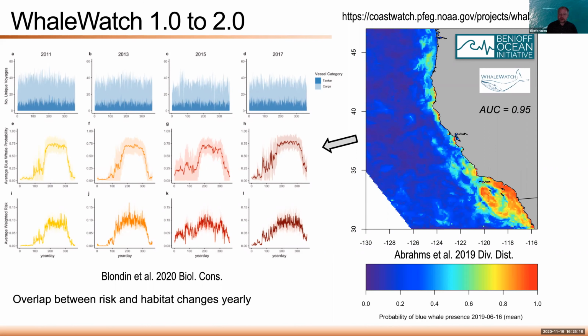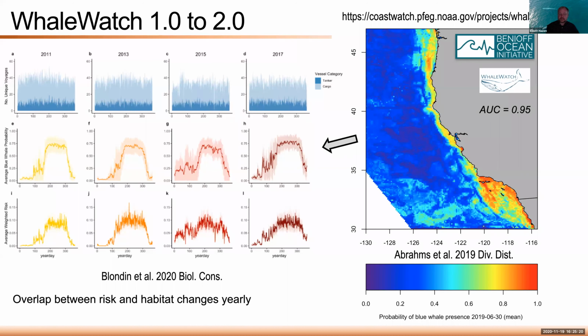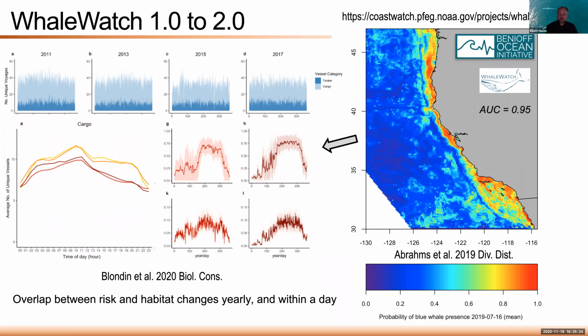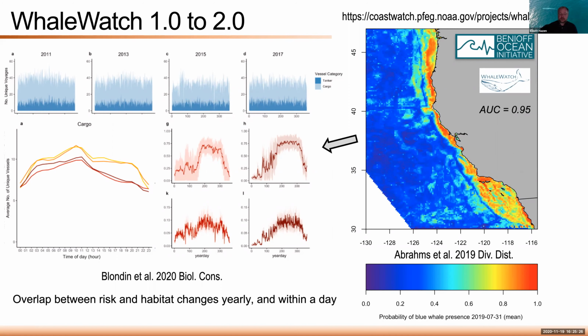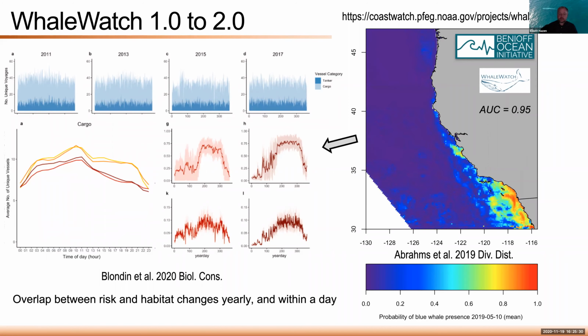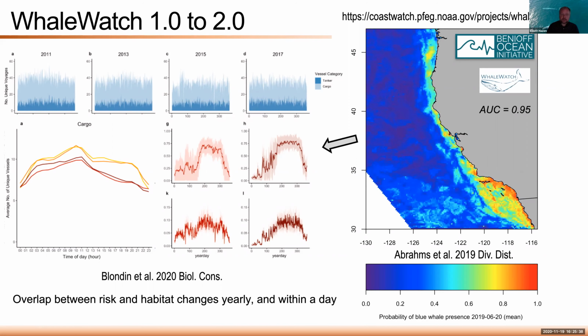If you were to look at even finer scales, such as daily, you could see that for the cargo vessels, you got many more hits, many more AIS positions, during the middle of the day than at nighttime. So even if you're looking on a daily time step, you might be missing some of the opportunities for separating risk and habitat that you could achieve if you were able to drop down to hourly or diel approaches.